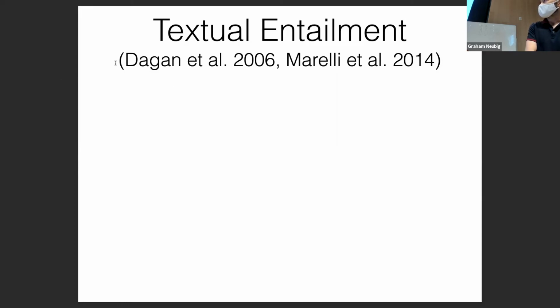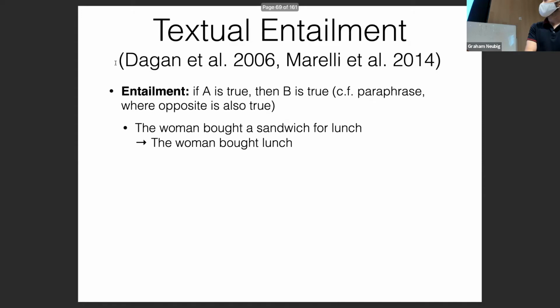Okay. So what textual entailment or natural language inference is doing is testing whether one sentence is entailed by another. And what that means is basically if A is true, then B is true. The woman bought a sandwich for lunch entails the woman bought lunch. So we know the woman bought lunch if we read the first one. However, note that this is directional. So the woman bought lunch does not entail the woman bought a sandwich for lunch, right?